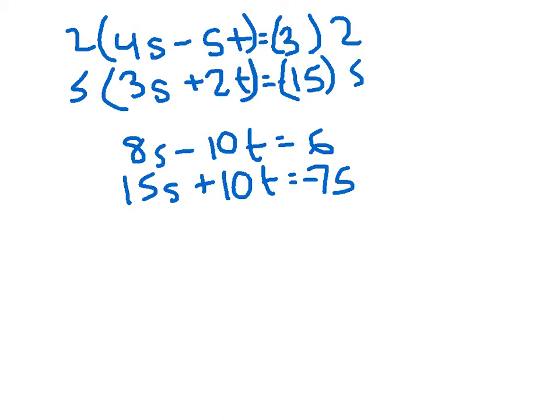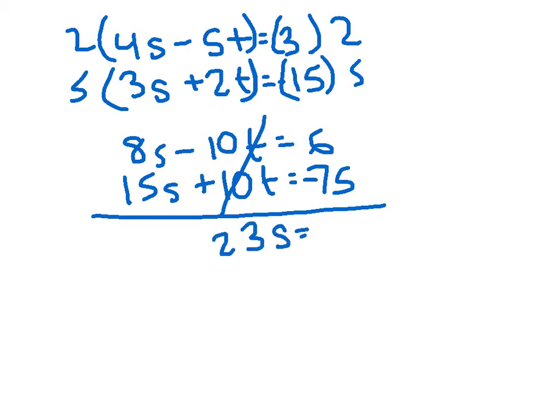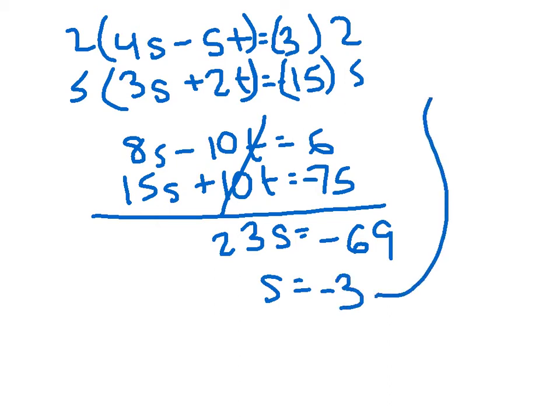Now it really doesn't matter whether you focus on t or s. I could have multiplied the first equation by 3 and the second one by 4, and you'll still end up getting the same solution. So now I can just add my two equations. That cancels out, so I have 23s equals negative 69. And s equals negative 3. And when you substitute this back into either equation, you should get a solution where t equals negative 3.